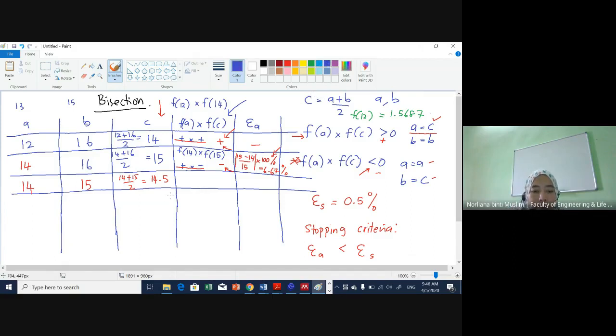Okay, so can check later on F14 times F14.5. F14 is positive. Okay, times F14.5 is also positive. Then we'll conclude that positive number times positive number, then this one is a positive number.